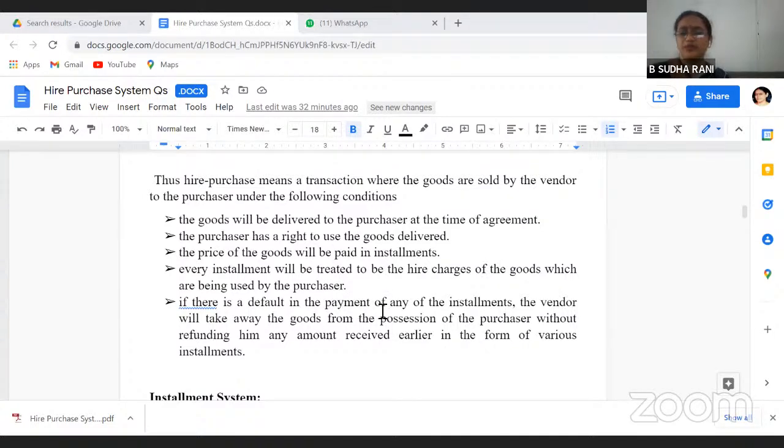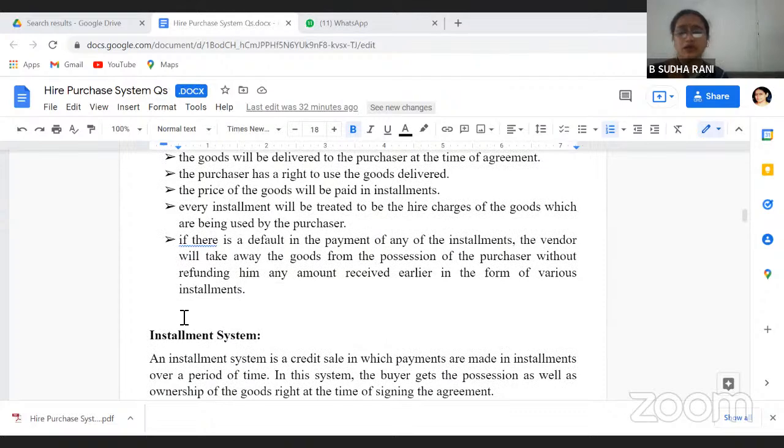If there is any default in the payment of any installment in any month, if the purchaser fails to pay the rental money, then the owner, the vendor, has the right to take back the asset. He will not refund the amount either, because it is like rent. Where do we generally use the hire purchase system? For heavy machines and heavy assets. It's difficult for everyone to buy those, so in such cases they go for hire purchase.